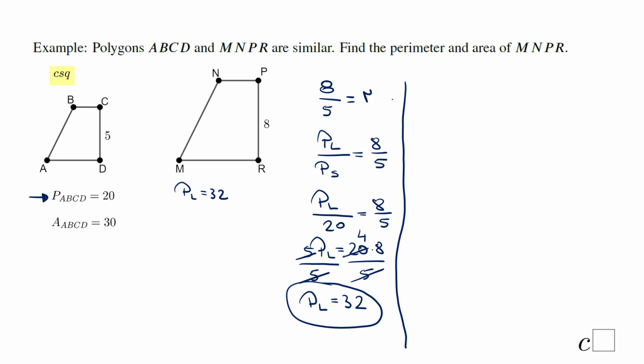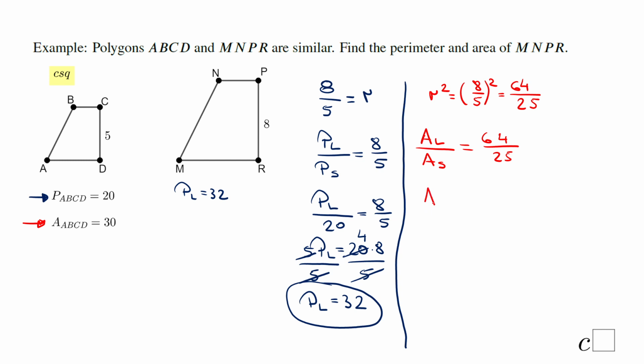Now, whenever you want to find the areas, you need to be aware that you have to square r. So we have r squared here, which is going to be 8 over 5 squared, which is 64 over 25. So now the ratio of these two areas, and again you notice I start with large, I think it makes more sense, would be 64 over 25. And now we know this area, which is the small shape.